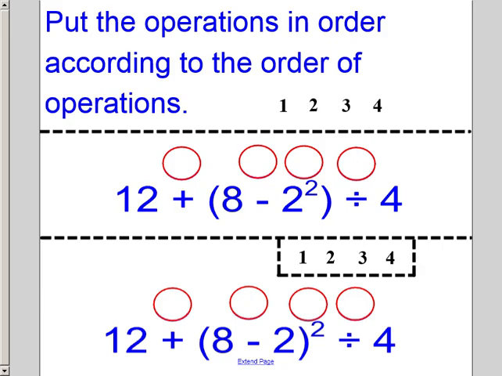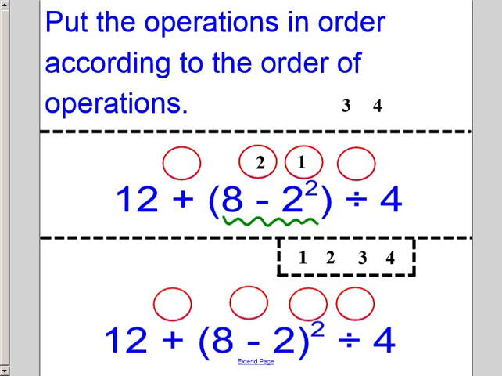When I look at the first problem and I want to evaluate that, I look for grouping symbols. Do I have any? Yes, I have 8 minus 2 to the second power inside of parentheses. So now I ask myself within that set of parentheses, do I have any more grouping symbols? No, I do not. So do I have any exponents? Yes, I do. That's my first step. Then I have to finish up the parentheses with the only thing that's left, which is the subtraction.